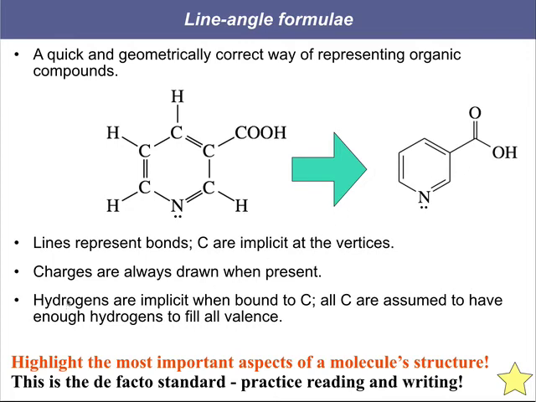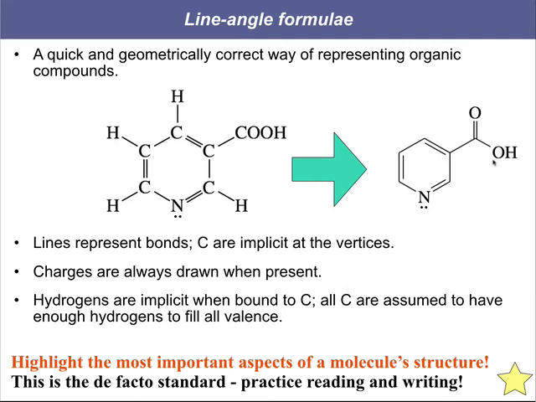Also notice that the hydrogens are implicit when bound to carbon. All carbons are assumed to have enough hydrogens to fill all the valence, right? So this hydrogen, or this hydrogen, or this hydrogen, or this hydrogen, any of the hydrogens that are bound to carbon are just left off the structure. We don't even bother drawing them. We do draw hydrogens that are attached to other atoms. So a hydrogen on an oxygen, we do draw that in.